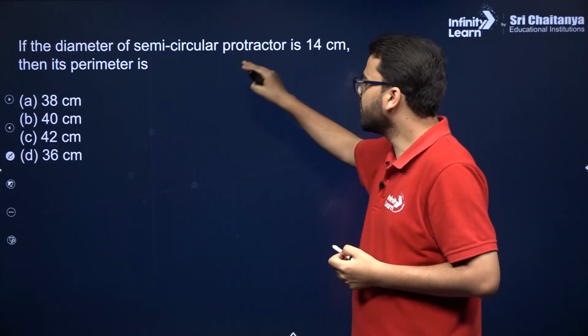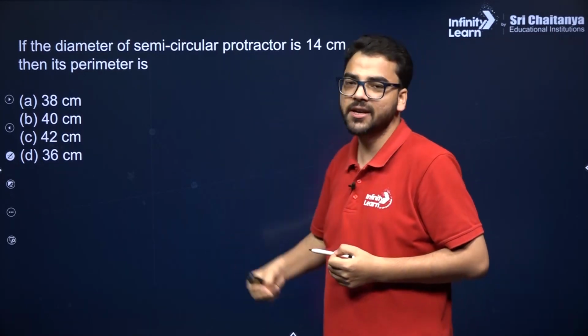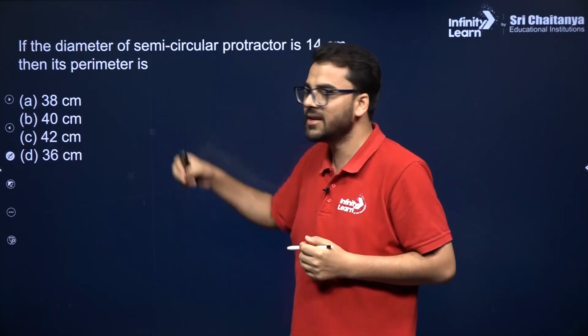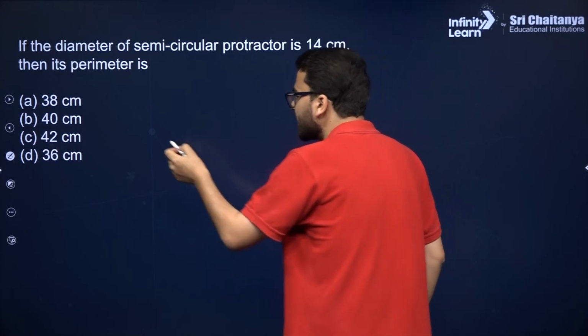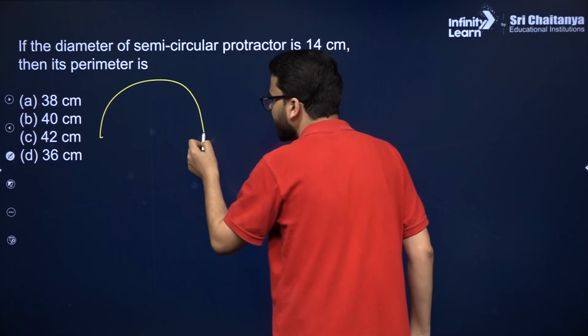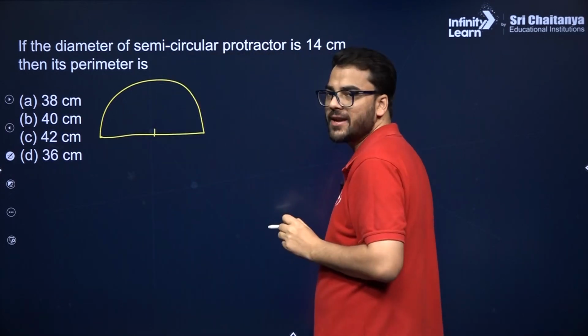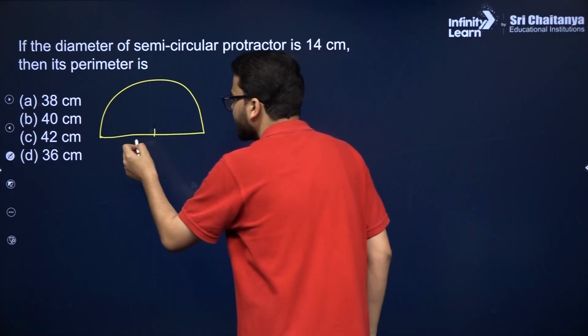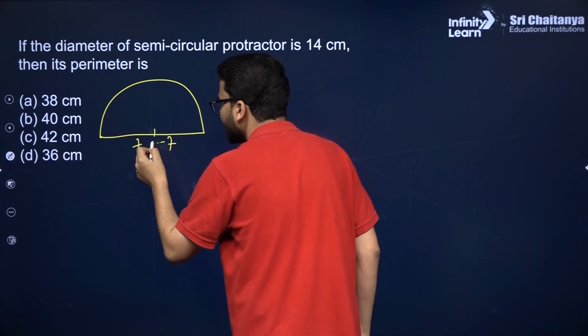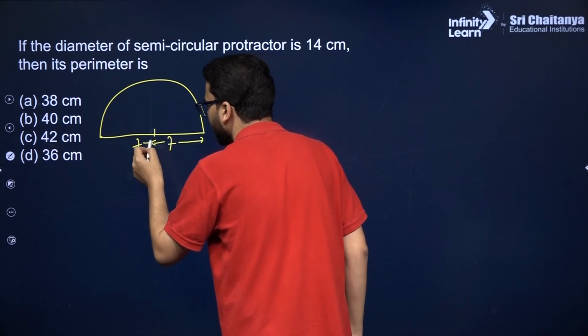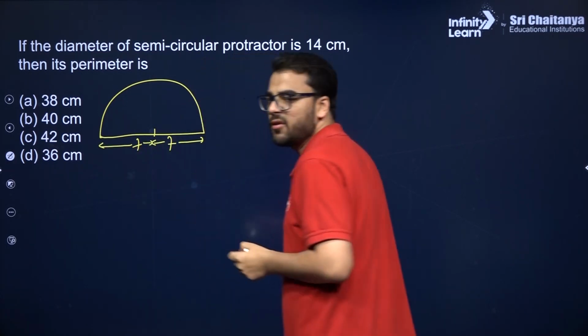If the diameter of a semicircular protractor is 14 centimeter, then you have to find its perimeter. So it's a semicircular protractor. So obviously it will be closed like this, guys. Its diameter is given to be equal to 14 centimeter. So its radius will be 7 centimeter, 7 and 7, right? So you have to find the perimeter.